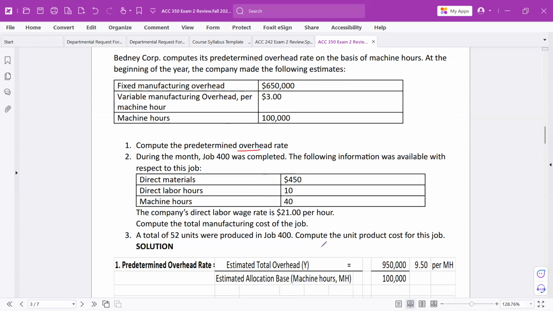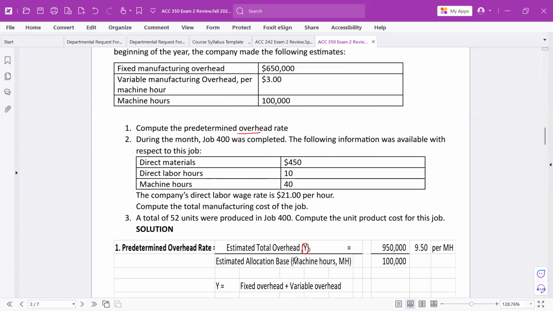So to find the rate, we want Y over X, where X is the estimated allocation base. So the overhead's given. It's given in pieces that we have to put together. And when we put those pieces together, we use this formula. Y is equal to the fixed overhead plus the variable overhead. Well, the fixed overhead is given. It's the 650,000. The variable overhead is the $3 per machine hour.